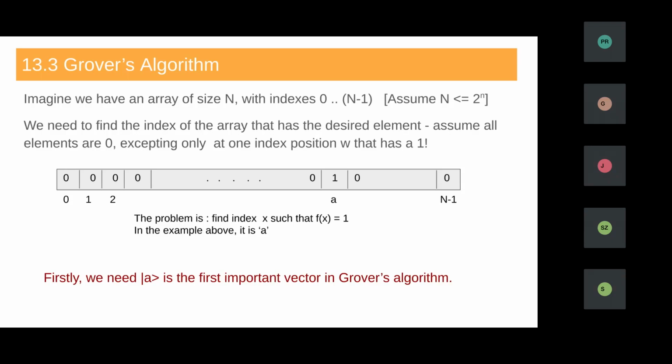So the step is, we need to know that we are looking for a ket A, which is in the search space of N, described as 2 to the power n. And if we drop this one, it is 2 raised to n minus 1. So out of the 2 raised to n, only one of them is the search target, and the rest of them we can describe as 2 to the power n minus 1. So the first step is establishing what is the vector we are looking for.